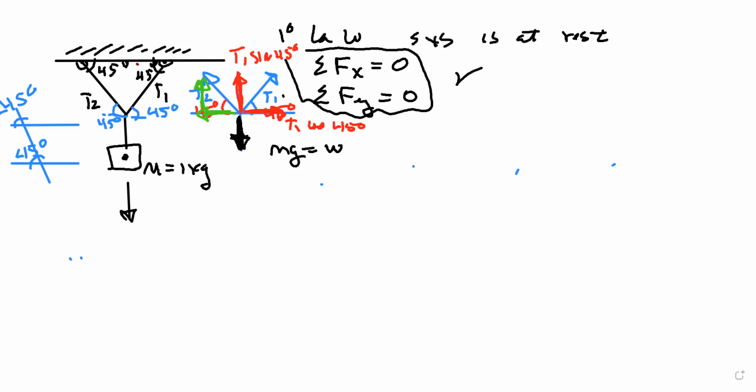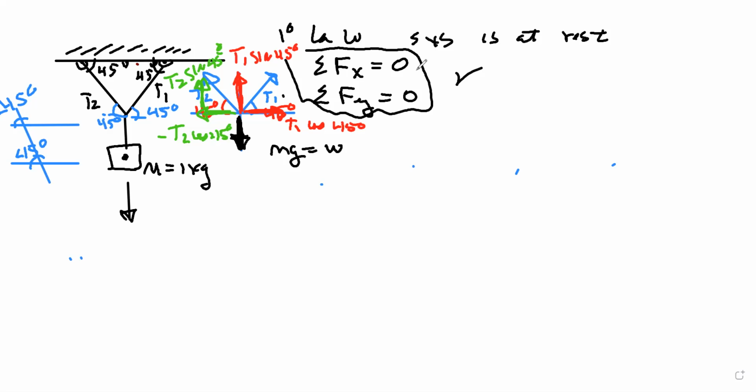And the other vector, this is going to be T2. It's going to be negative, so it's going to be T2 cosine of 45 degrees right here. And this one is going to be T2 sine of 45 degrees in the y direction, and T2 cosine 45 degrees in the x direction. And we have to add those, so let's add those vectors.